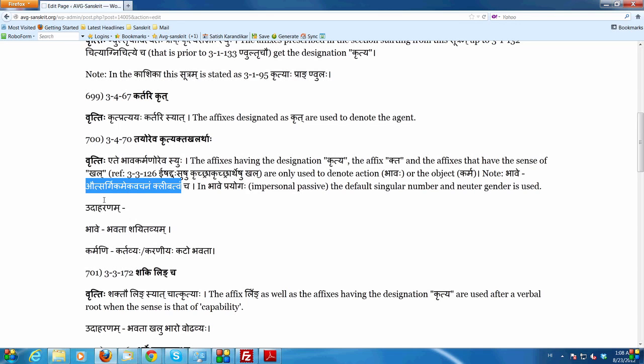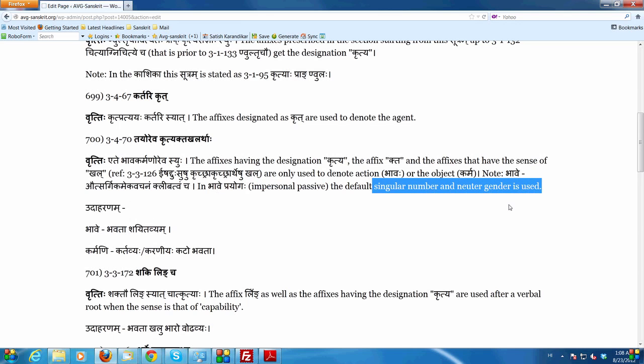Bhave outsargikam ekvachanam klibatvam cha. In the bhave prayoga, what's called the impersonal passive in English, the default singular number and neuter gender is used. So bhavata shaitavyam, atra sthatavyam, and so on and so forth.